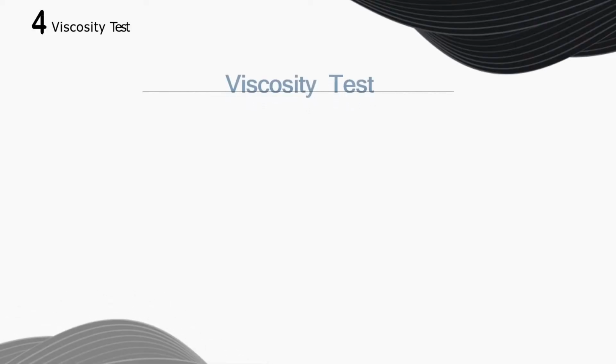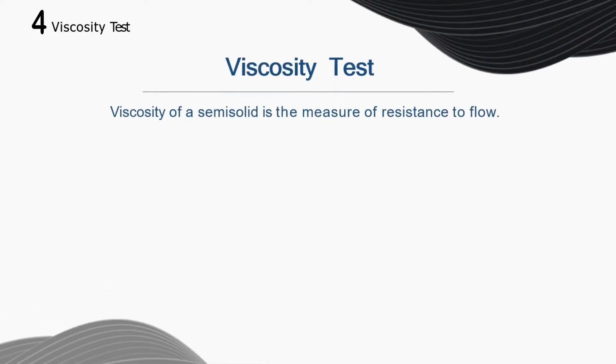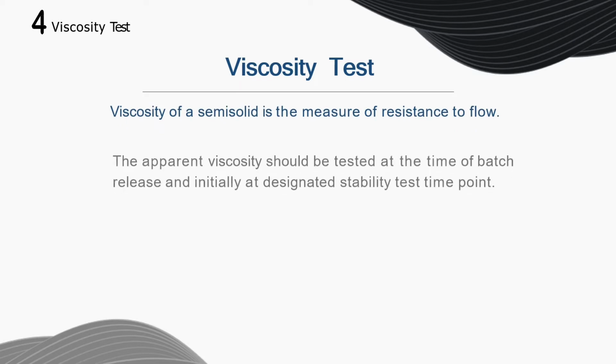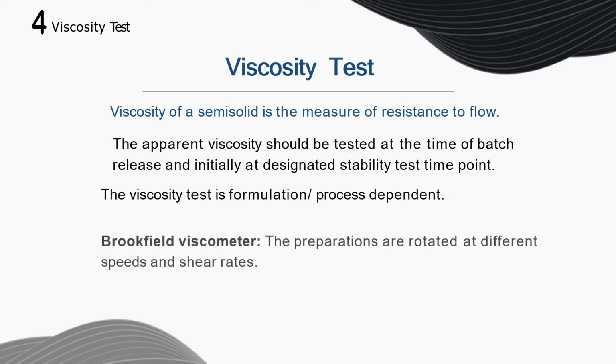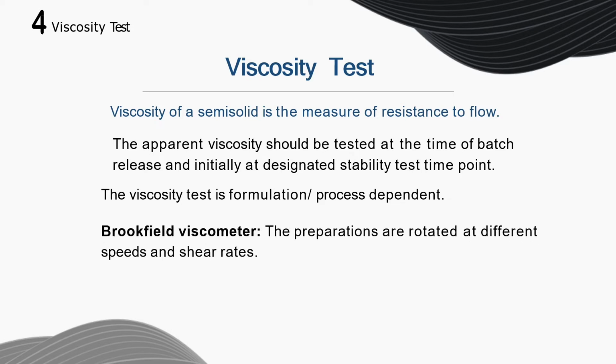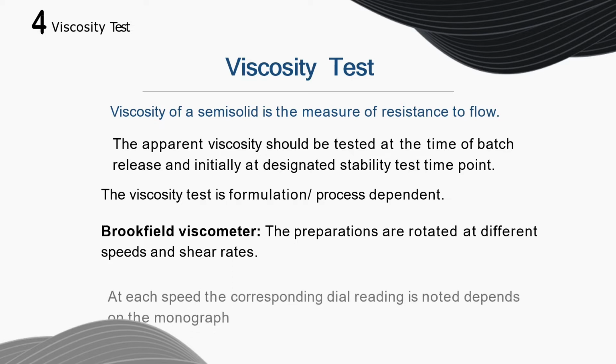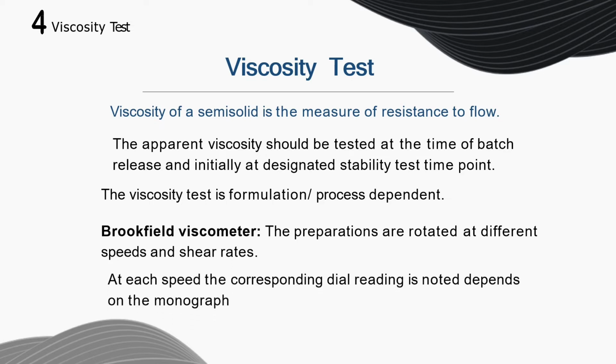Viscosity test. Viscosity of semi-solid is a measure of resistance to flow. The apparent viscosity should be tested at the time of batch release and initially as a designed stability test time point. The viscosity test is formulation and process dependent. With a Brookfield viscometer, the preparation is rotated at different speeds and shear rates. At each speed, the reading is noted, dependent on the monograph.